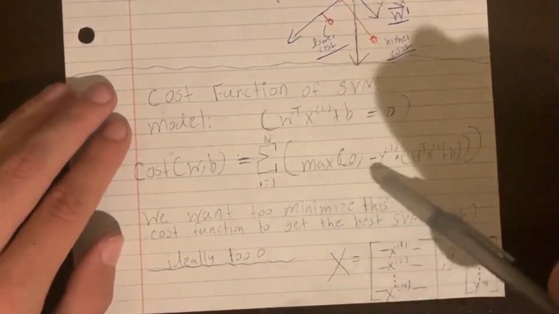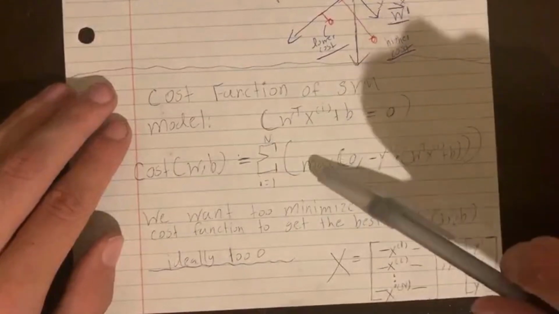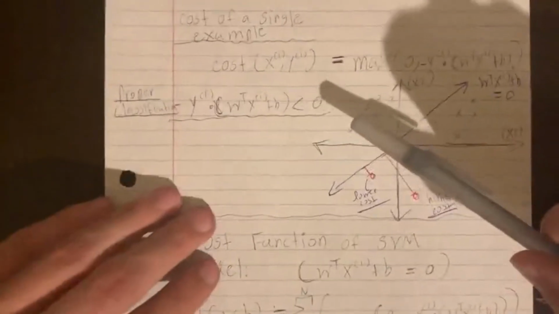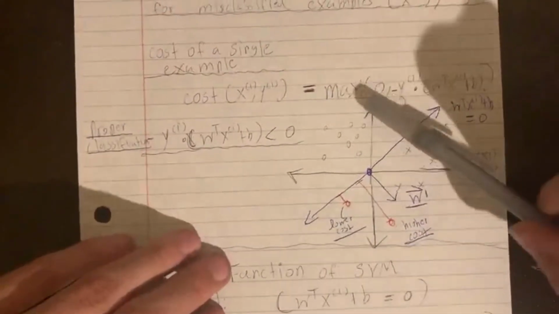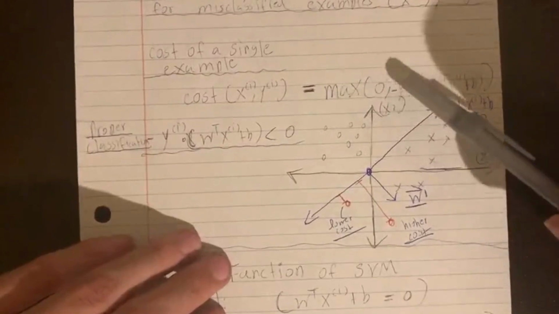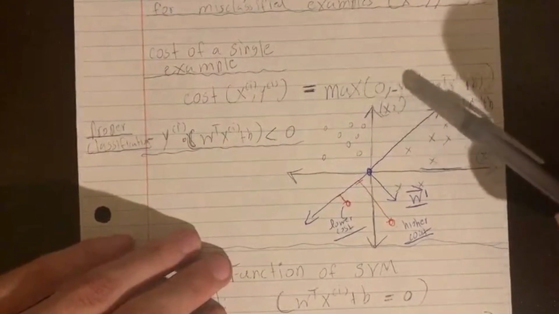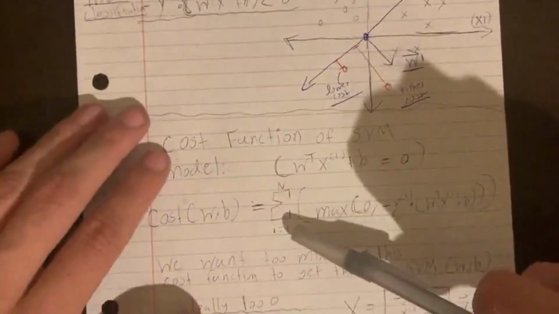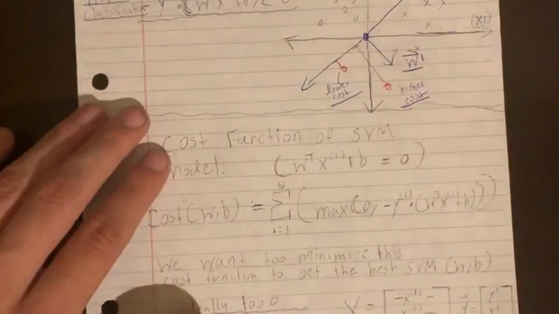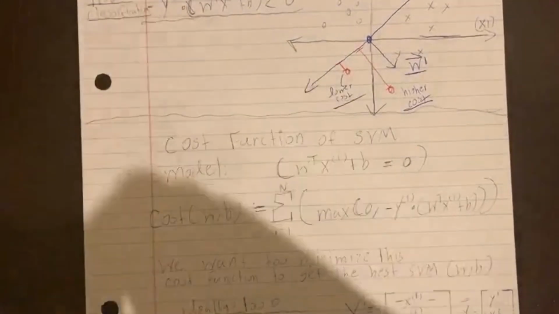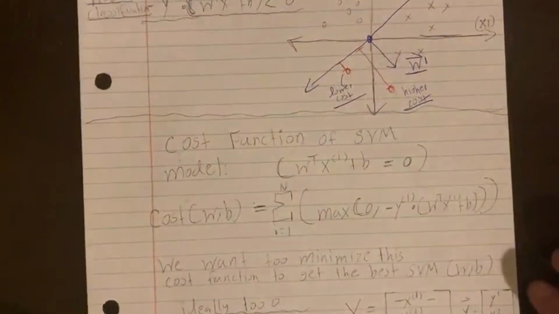And ideally we want this cost to equal 0, right? So we want basically every example to be properly classified so that the max of 0 comma negative y of i times W transpose x of i plus b is always 0 for every single example i equals 1 to capital N in our data set, right? So that's what we want to do. And so with that, let's move on.